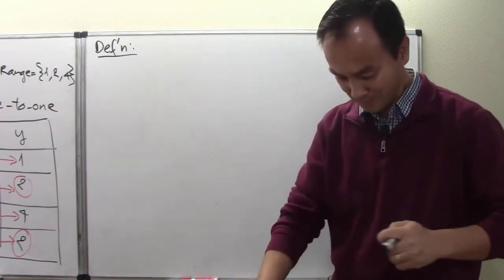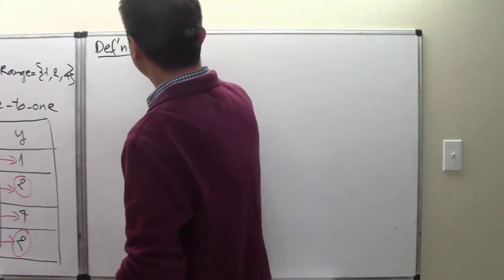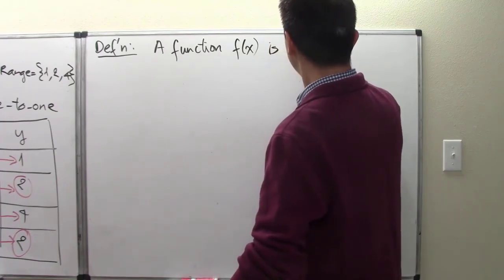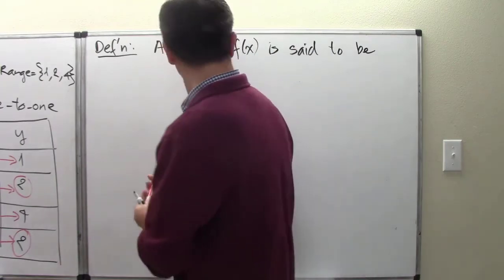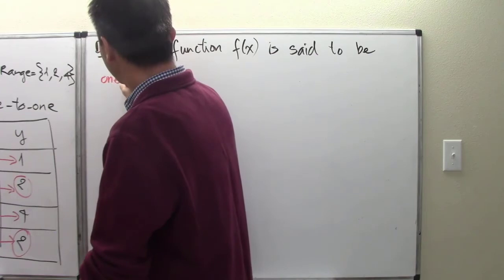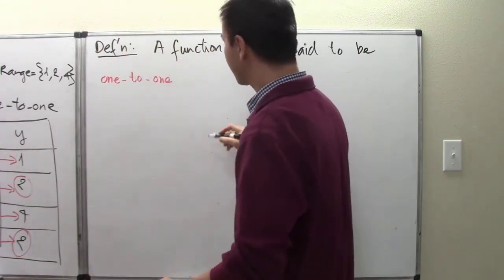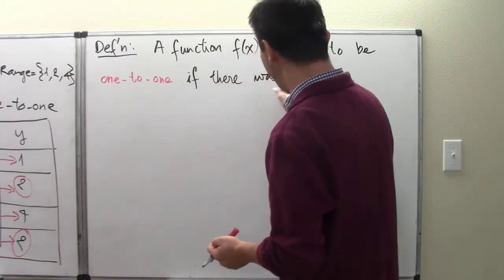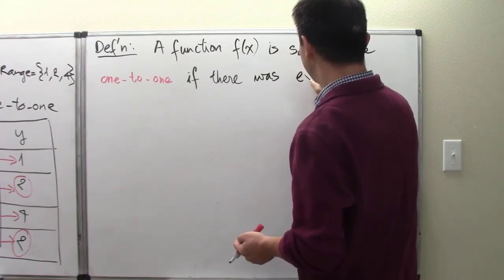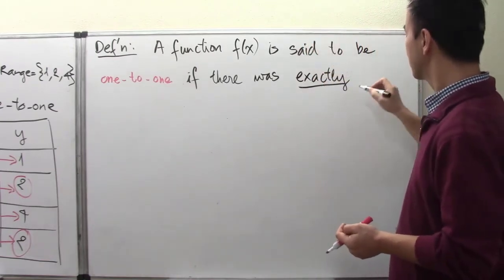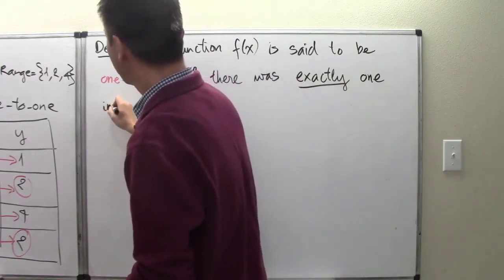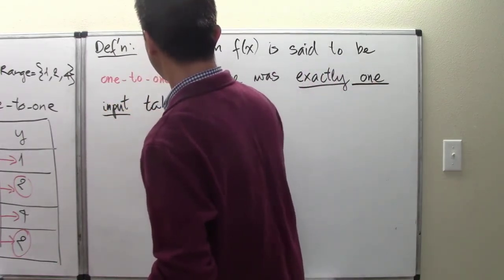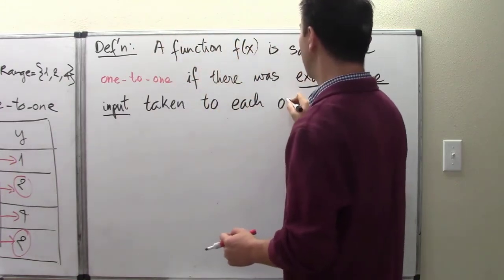So a function f of x is said to be one-to-one, and allow me to write this term in red ink, if, allowing me to use past tense, if there was exactly one input taken to each output.